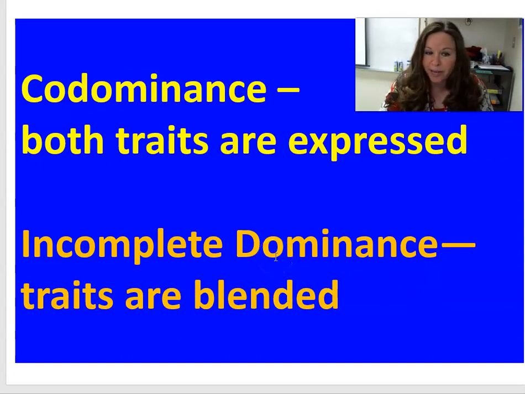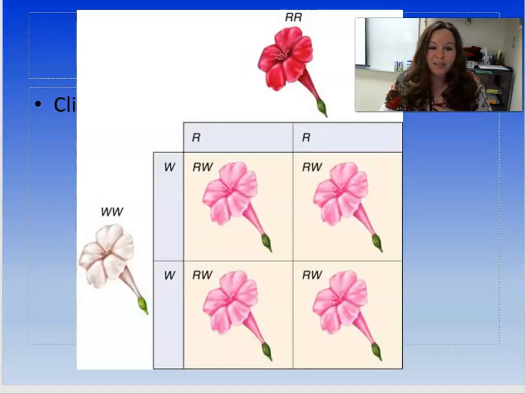So these problems are done a little bit differently. There's actually two ways to do them. The way that I prefer, this is the way I learned, is that both traits are dominant, so don't they both deserve capital letters? That's what I've always thought, and this is how I was taught.